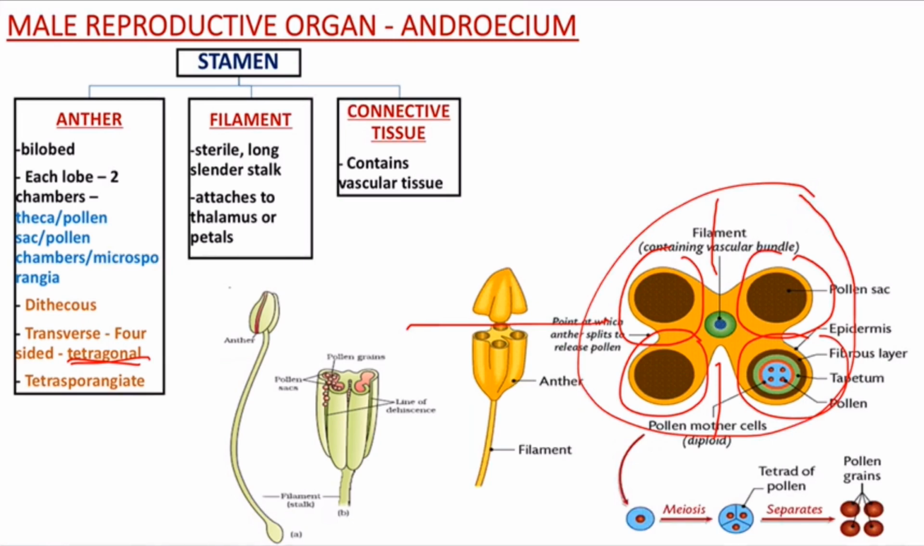Which structure? Tetragonal structure. And at each corner of this tetragonal structure, this brown colored structure is nothing but a microsporangium. So we can also say it is tetrasporangiate.